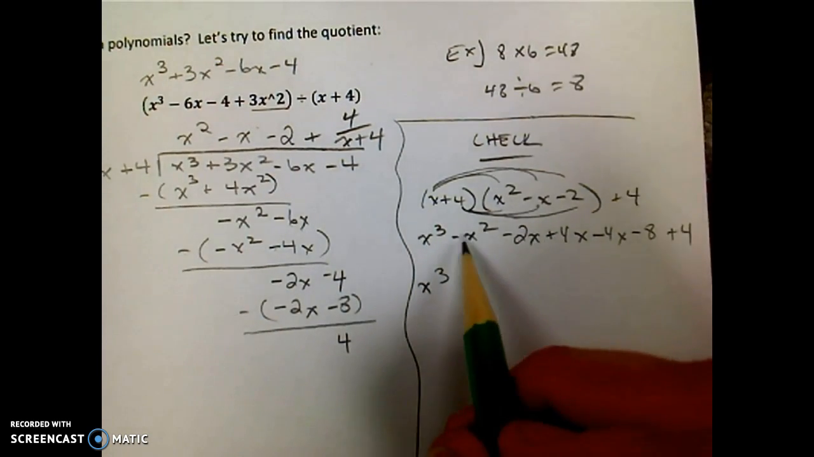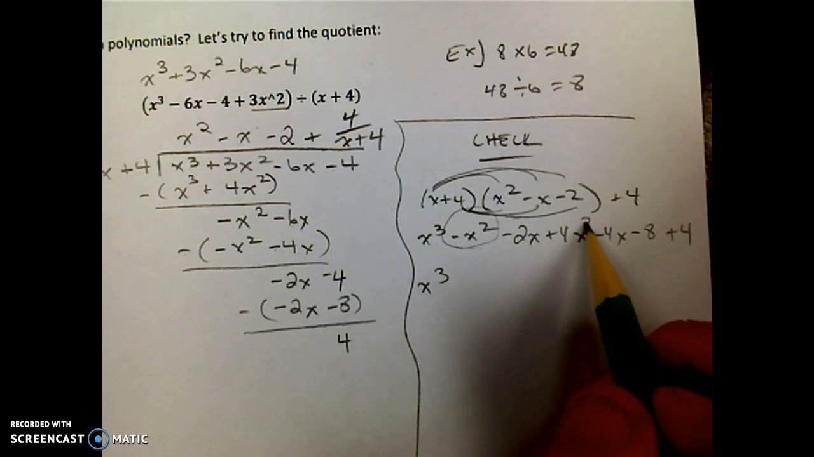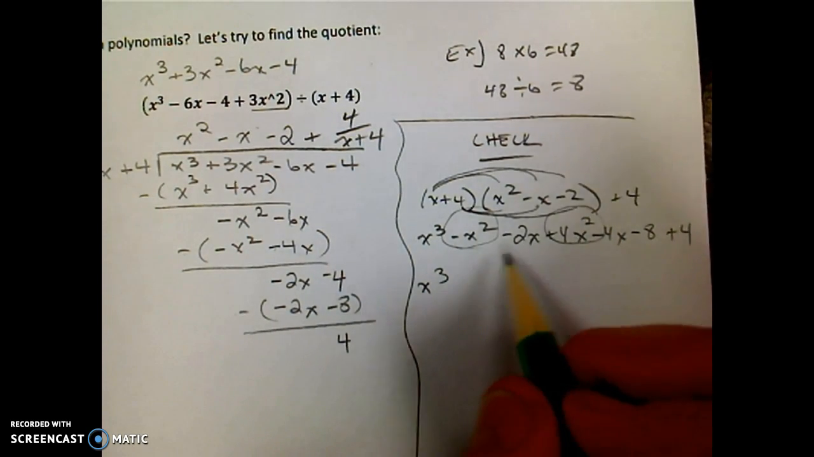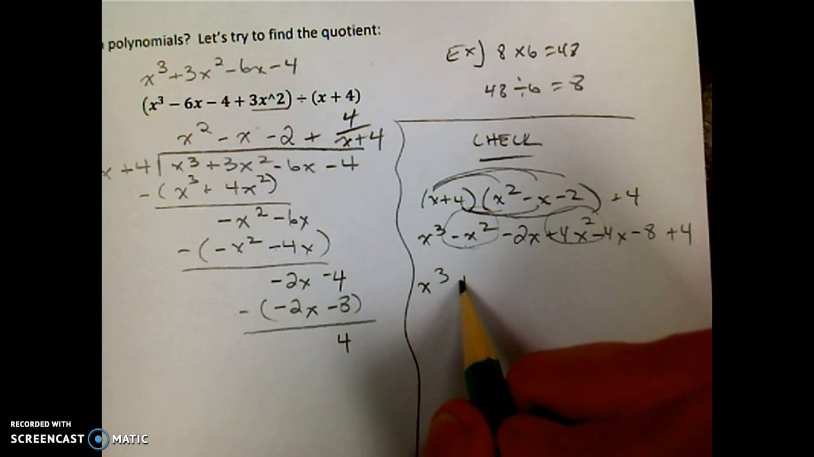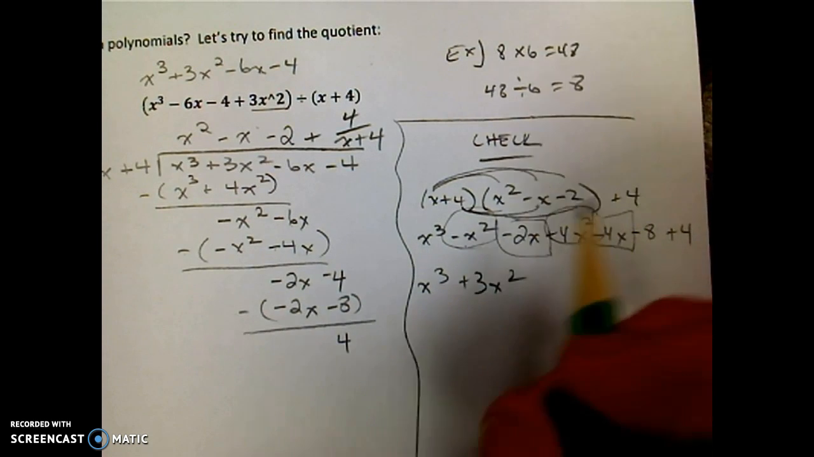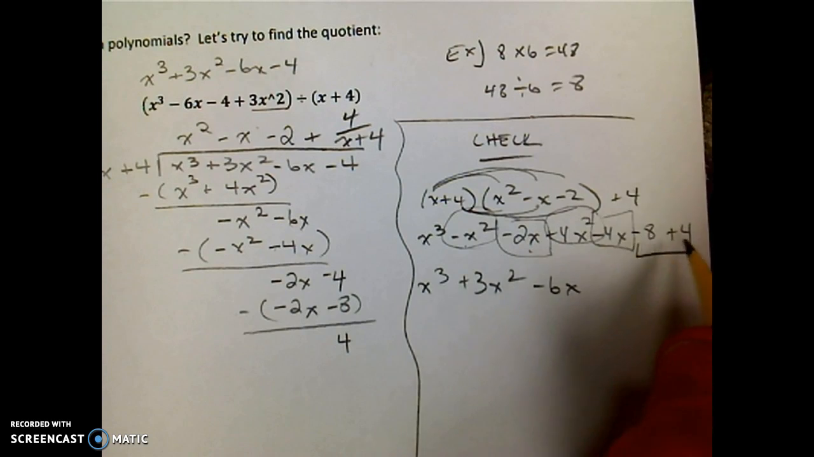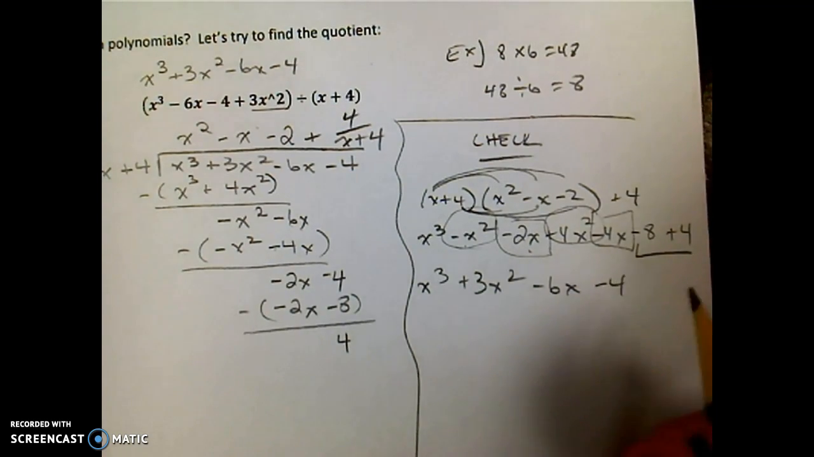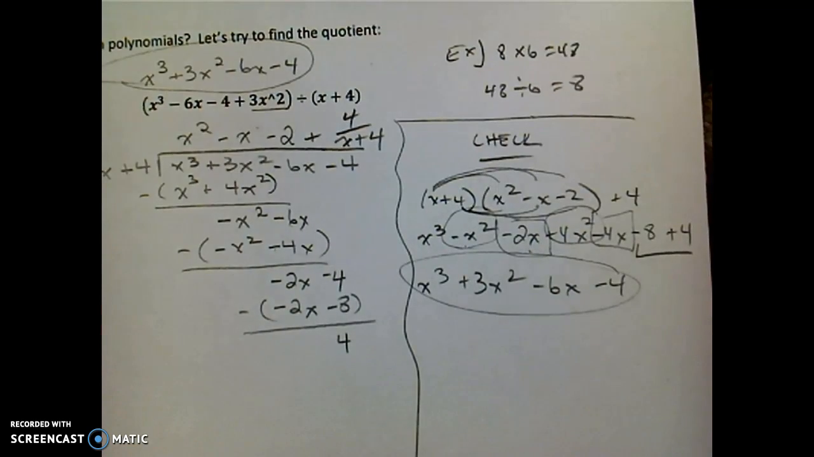So x to the third, I can see I have 2 x squared terms, negative 1x squared plus 4x squared, so that's plus 3x squared, minus 2x minus 4x is minus 6x, and then negative 8 plus 4, that's minus 4. X to the third plus 3x squared minus 6x minus 4, that checks out.